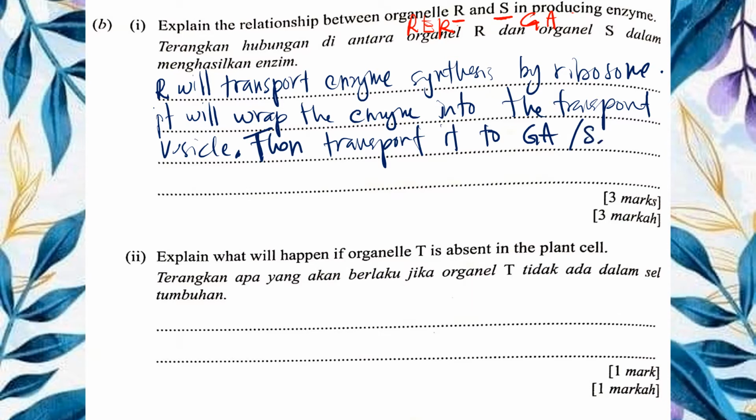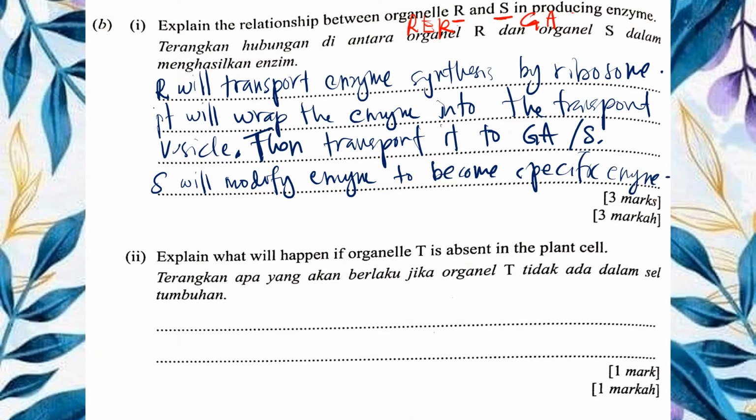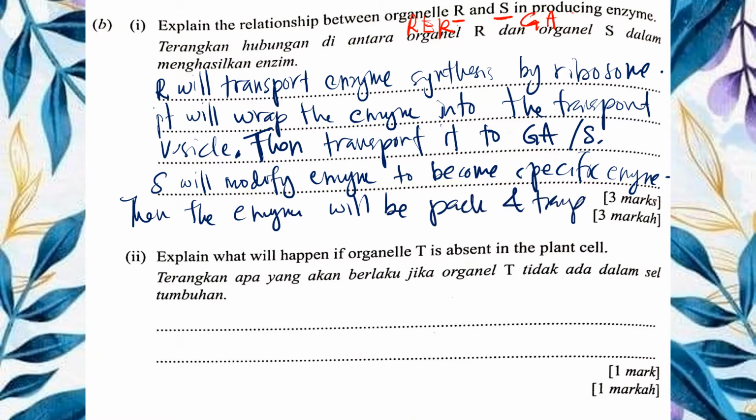So what will happen in S? S will modify the enzyme to become specific enzyme. What will happen later? Then the enzyme will be packed and transported by Golgi apparatus. So you can get full marks here.